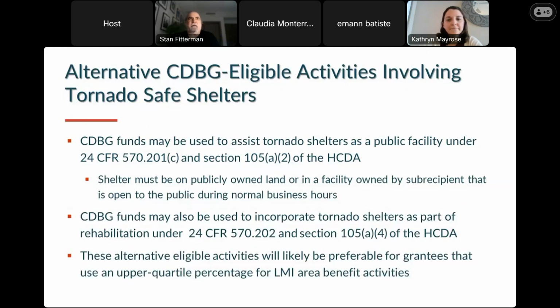Yes, okay. And the alternative eligible activities involving tornado-safe shelters: CDBG funds can be used to assist tornado shelters as a public facility, provided it's on publicly owned land or in a facility owned by a subrecipient that's open to the public during normal business hours. We can use CDBG funds to incorporate tornado shelters as part of a rehab. You've got the citations here. This is the type of activity that we would likely be able to do for grantees that are in that upper quartile percentage for LMI area benefit activities.